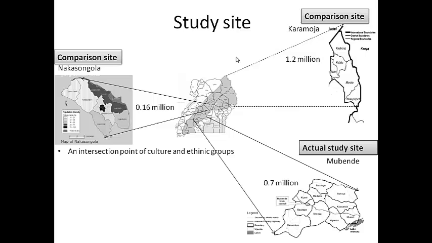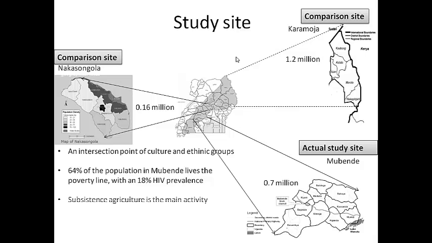Mubende district is truly an intersection of culture as well, and the more ethnically diverse the area is, the more complex the cultural norms are, and the more diverse mixtures you will have that will affect the pattern of the diseases, especially those that are known to be affected by cultural and behavioral patterns linked to the culture. 64% by 2007 was living below the poverty line, and recently documented 18% of HIV prevalence in this area. Most of the people in this area actually live on subsistence agriculture, and they get their livelihood from animals that they keep.